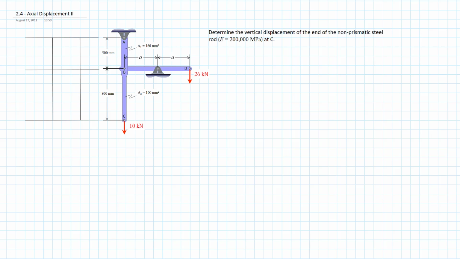We won't be quite as deliberate on every single step so that we can get a more natural flow to our problem's solutions. So in this system, we're interested in the vertical displacement at C, which is really the bar ABC, which is an axially loaded bar.